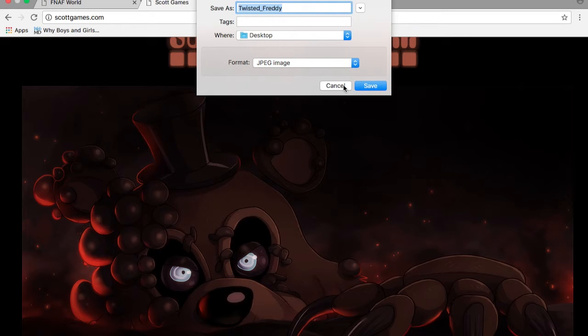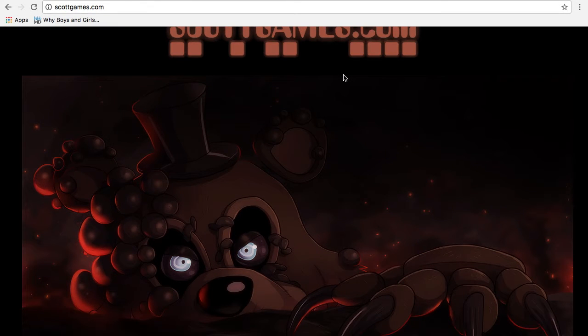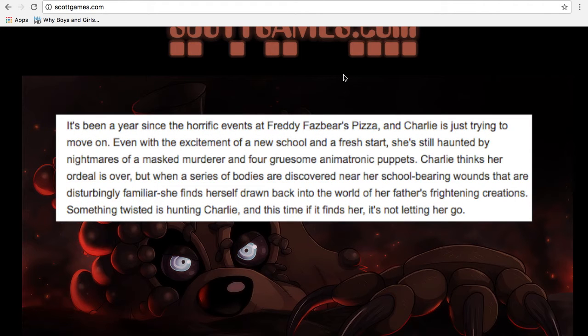So this is probably a way worse Freddy Fazbear, because the synopsis of The Twisted Ones is, it's been a year since the horrific events at Freddy Fazbear's Pizza, and Charlie is just trying to move on. Even with the excitement of a new school and a fresh start, she's still haunted by nightmares of the mass murderer and four gruesome animatronic puppets. Charlie thinks her ordeal is over, but when a series of bodies are discovered near her school bearing wounds that are disturbingly familiar, she finds herself drawn back into the world of her father's frightening creations. Something twisted is hunting Charlie. And this time, if it finds her, it's not letting her go.